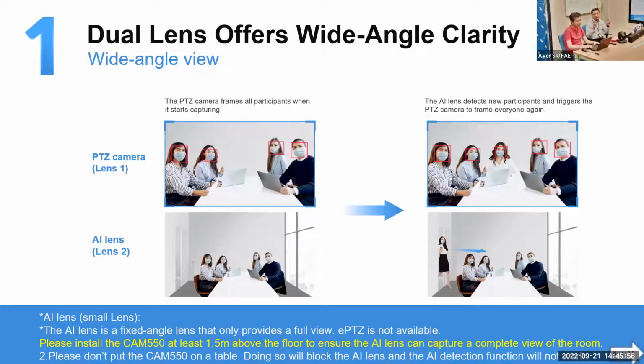So the key point here is the AI lens needs a stable, high position to put the camera. You can see from our AVer camera image, the higher the camera is, the higher the image is. So we install the CAM550 above the floor at 1.5 meters.